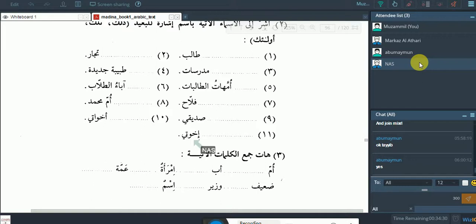But إخوتي is brother, isn't it? And what does ikhwati mean? Ikhwatun, is that singular or plural? It's plural. Yeah. So then?